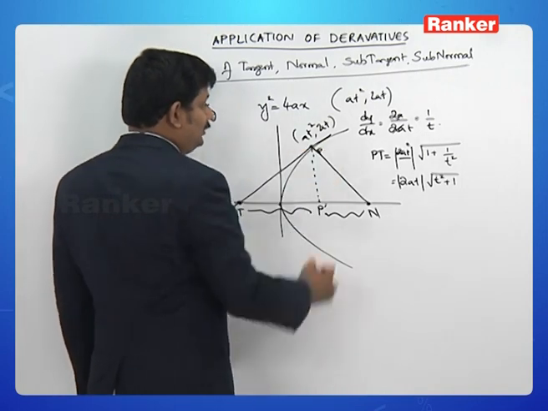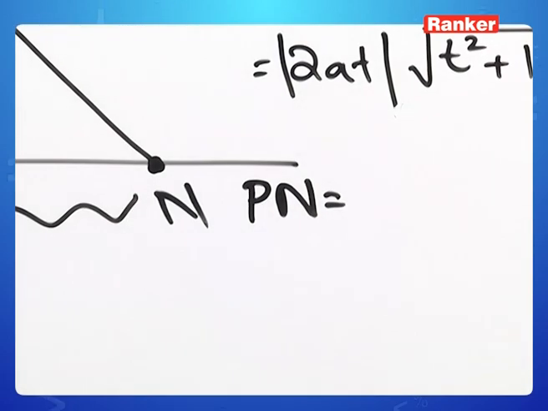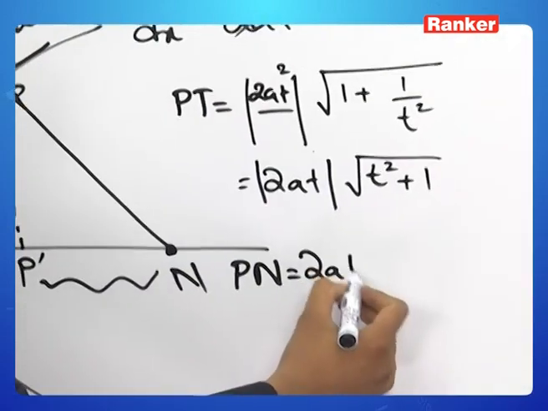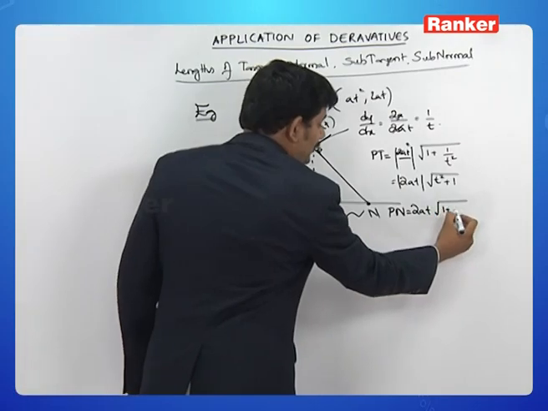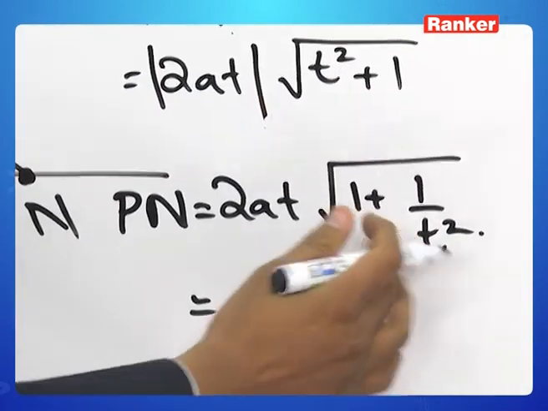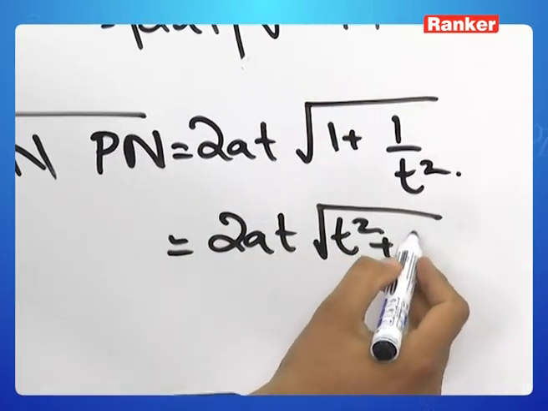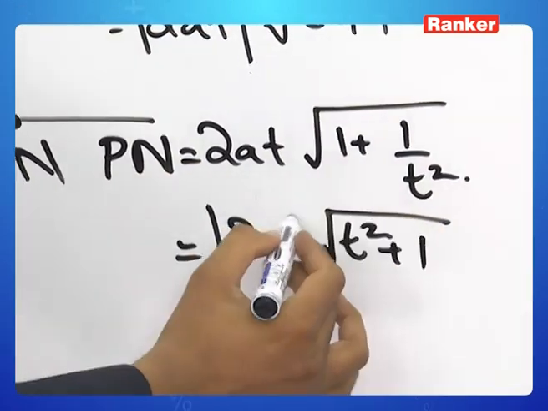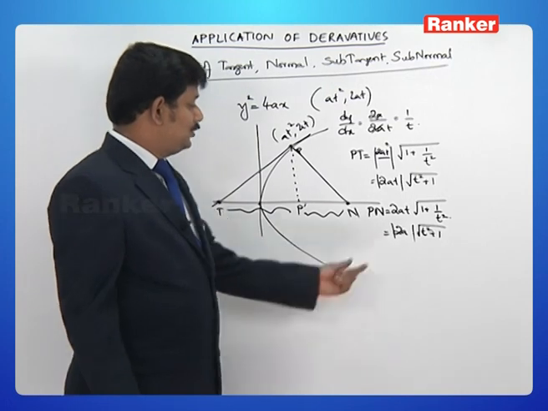Let us find length of the normal, PN. It is given by mod y times root over 1 plus m square, 2at into root over 1 plus m square, m is 1 by t, 1 plus 1 by t square. Take LCM, 2at root over t square plus 1, root t square is mod t, t gets cancelled, and because length has to be positive, let us put a modulus. Mod 2a root over t square plus 1 is the length of the normal.